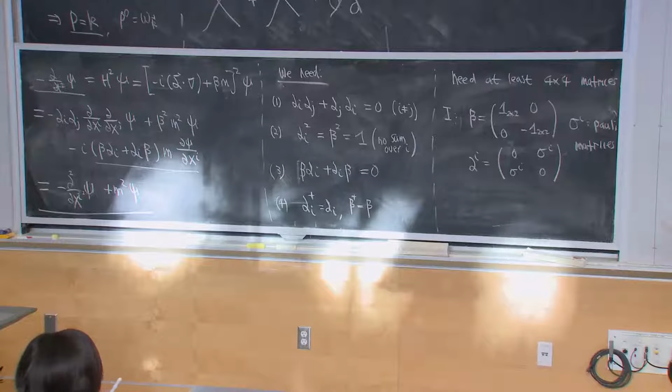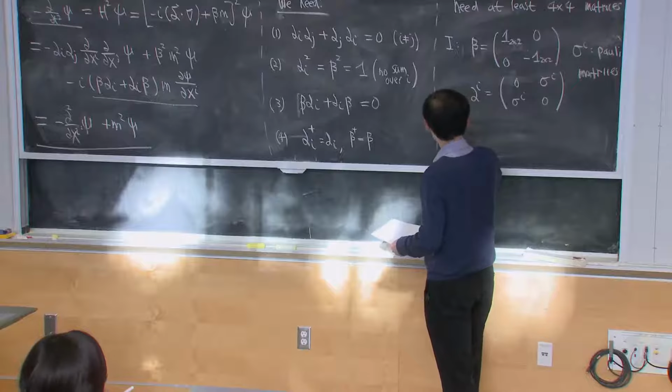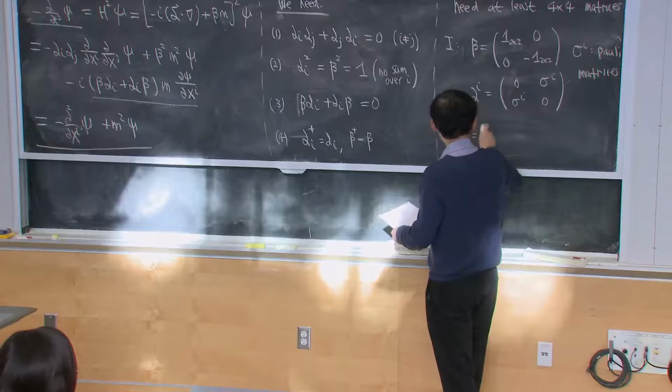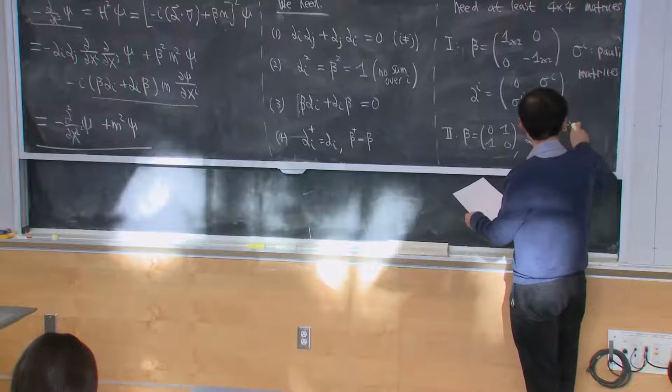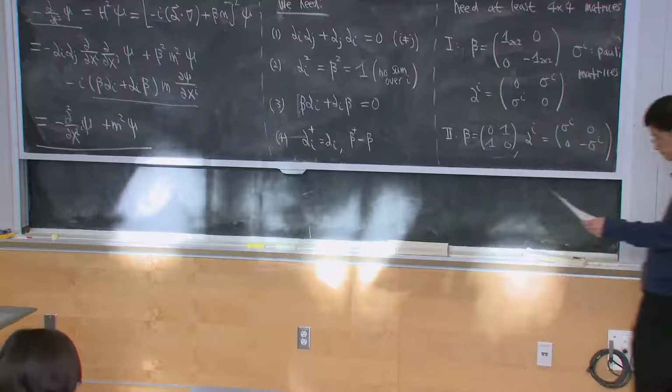And here's another solution. So now let me save time by not writing down this 2x2. For example, beta can be 0, 1, 1, 0. Okay, each one here is a 2x2 matrix, okay? And alpha_i equals sigma_i, 0, 0, minus sigma_i. Okay? So you can check both of them satisfy those conditions.